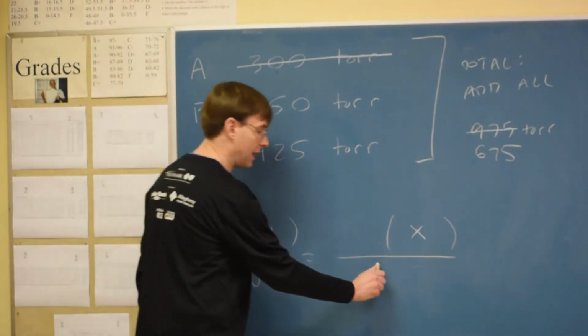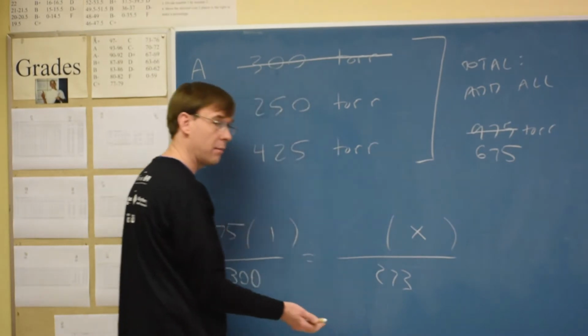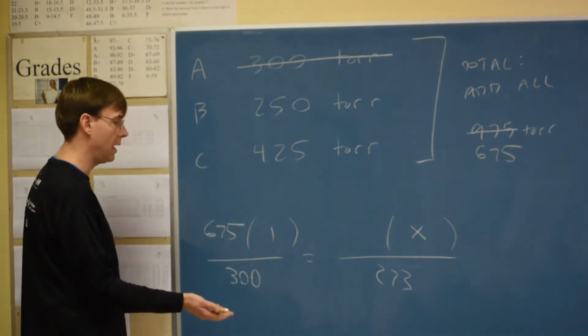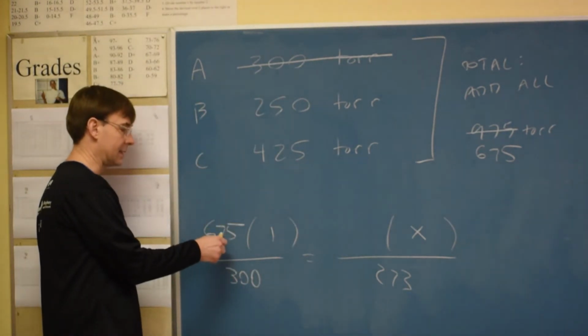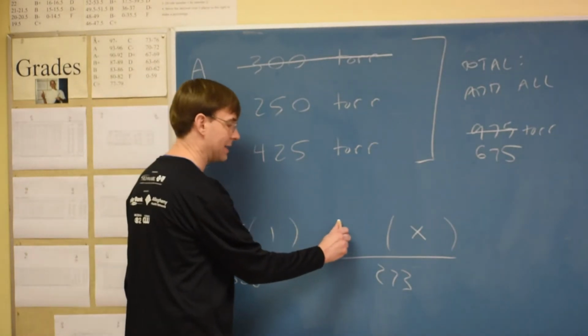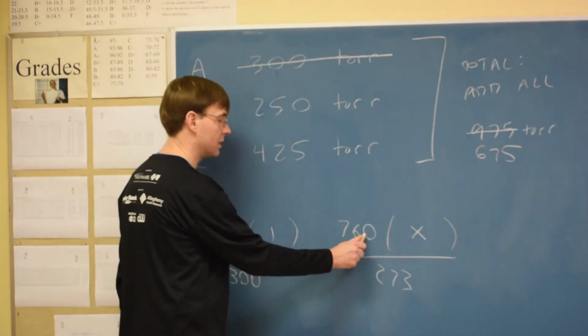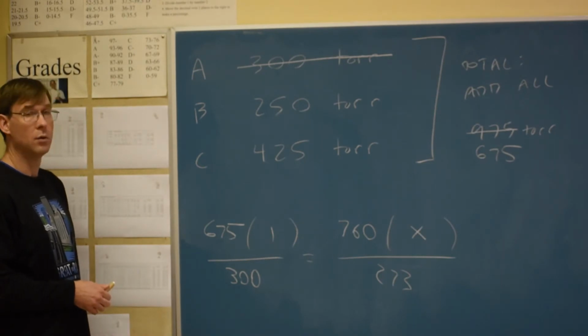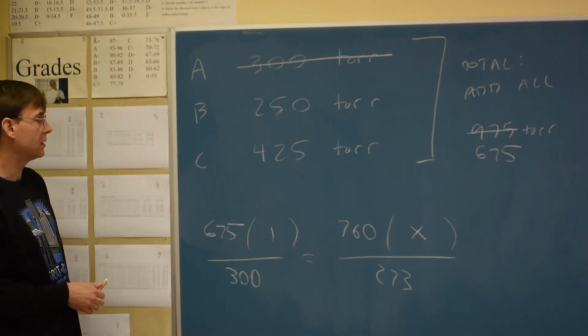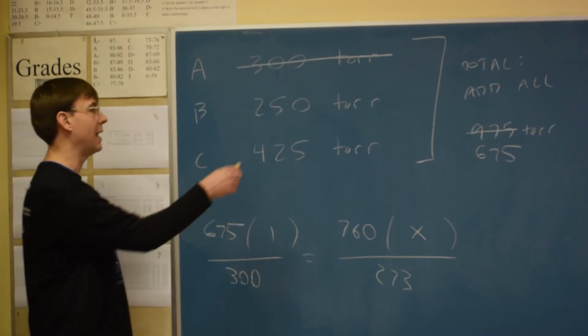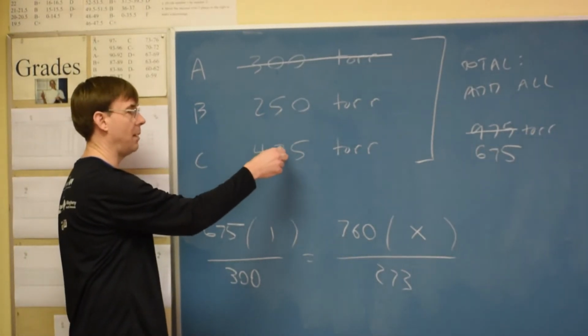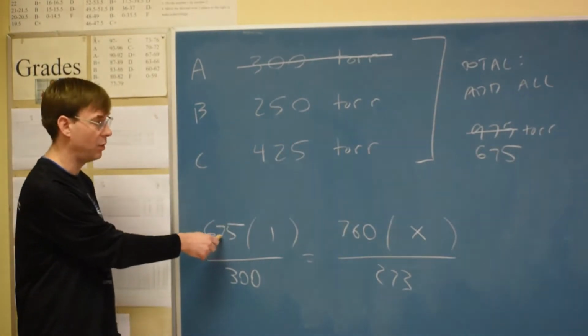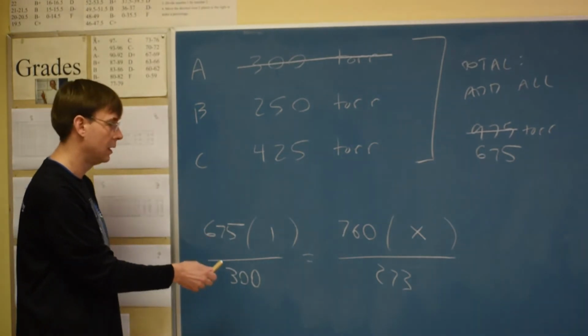300 gets replaced by 273 because that's just a memory number. That's the standard temperature number in Kelvin. 675 was torr. We memorized the standard number of torr, which is 760. And now we're basically doing what we were doing yesterday. The only difference compared to yesterday was you had to add these up to come up with the 675. But other than that, it's the exact same thing.